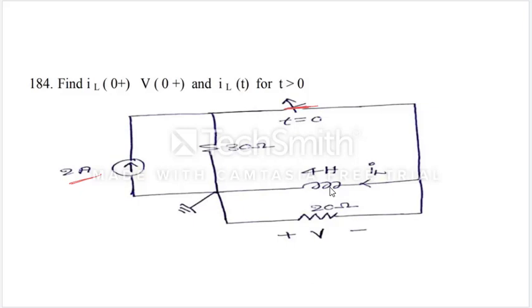Fully charged. That means what can I say? The energy stored by the capacitor will reach a maximum value. Not a maximum value, but that the capacity of the inductor is over now. That means the inductor is fully charged.